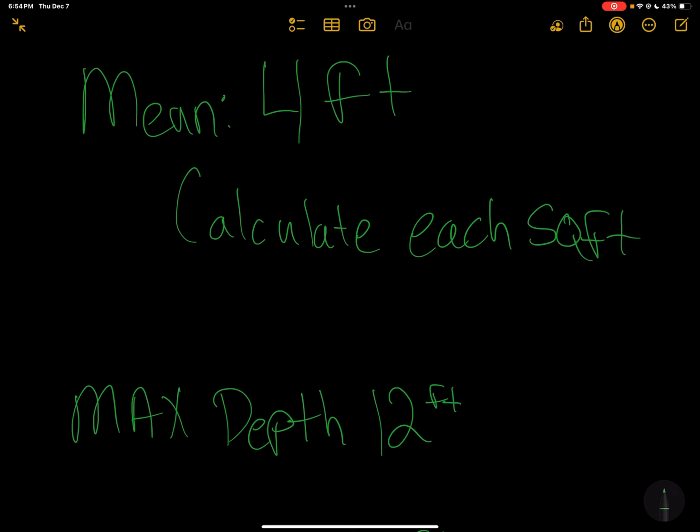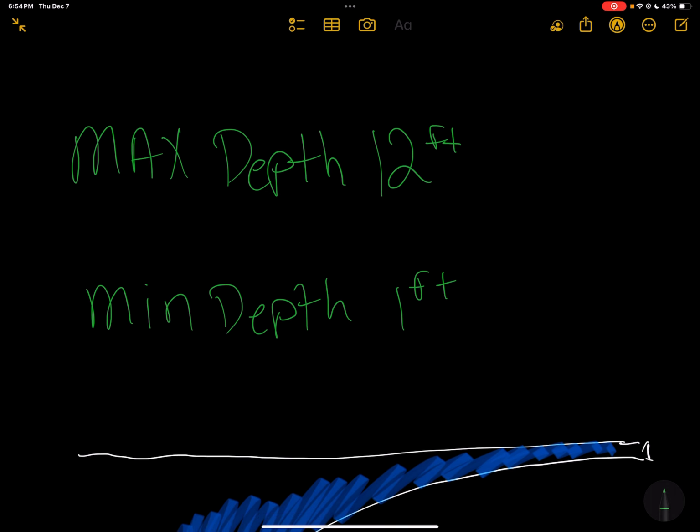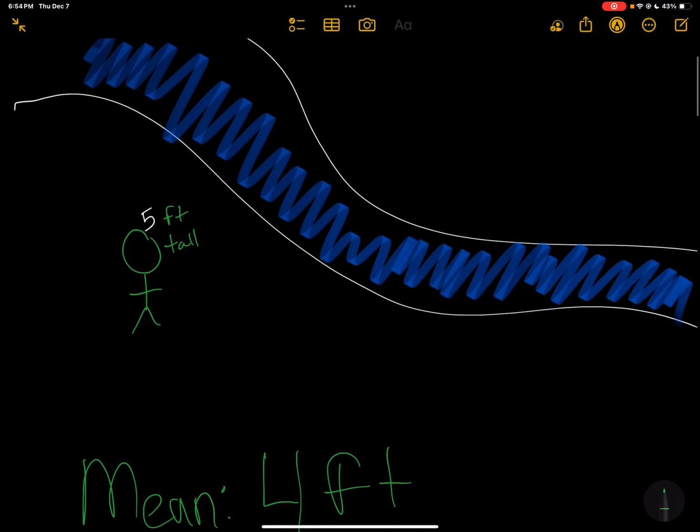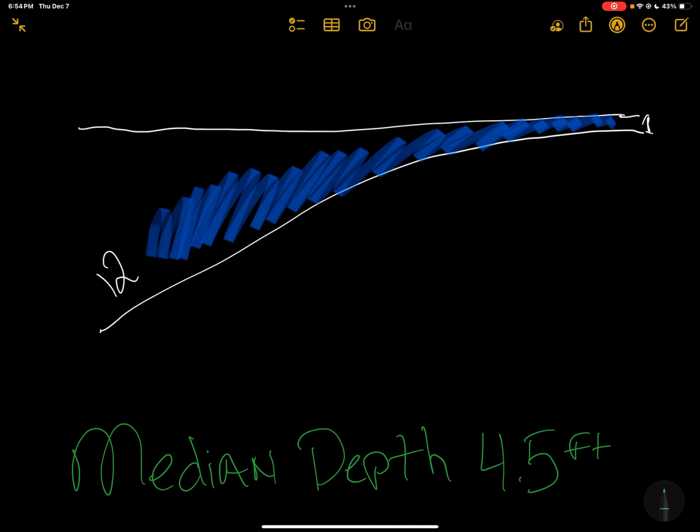But we do know that on average, the mean is 4 feet. And then you scroll down further on the sign, you uncover a little bit more, and you see that the maximum depth is 12 feet and the minimum depth is only 1 foot. So when we think about the depth of this river up here, we can visualize that the deepest it is is 12 feet. We're 5, and we don't want to be there.